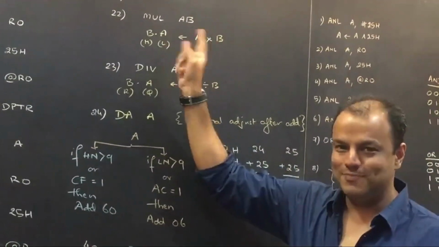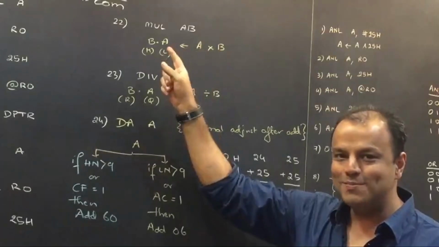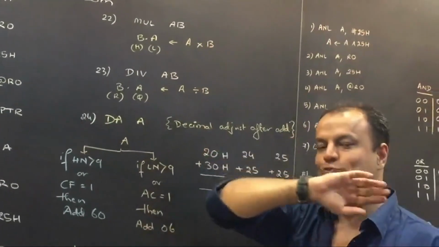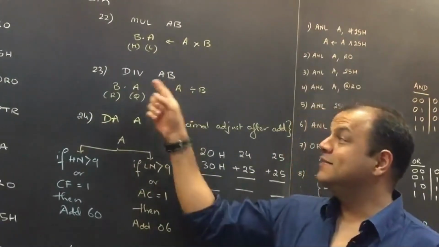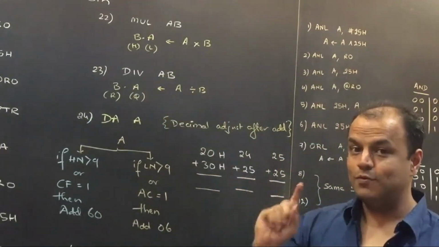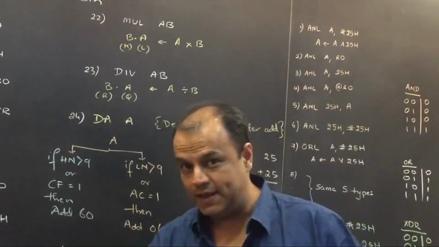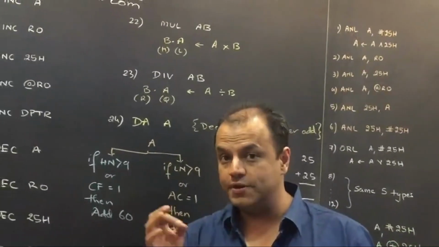There is only one form of mul. You can only multiply A and B. There is no other option. Same goes with divide. There is only one form of divide. You can only divide A and B. Are you clear? Do not invent your own instructions.